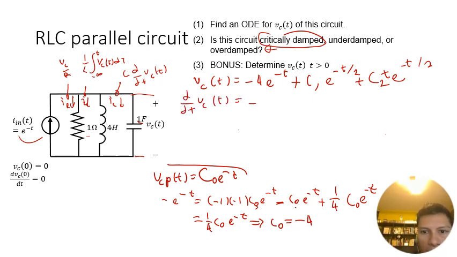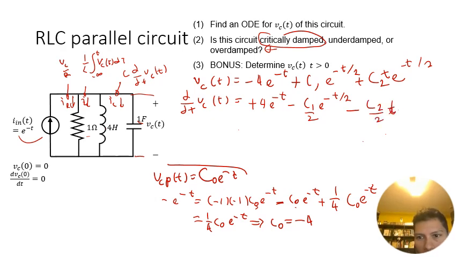And then the derivative of this is equal to positive 4 e to the negative t minus C1 e to the negative t over 2, and there should be a divided by 2. And then we should have minus C2 over 2 times t e to the negative t over 2, plus C2 e to the negative t over 2.